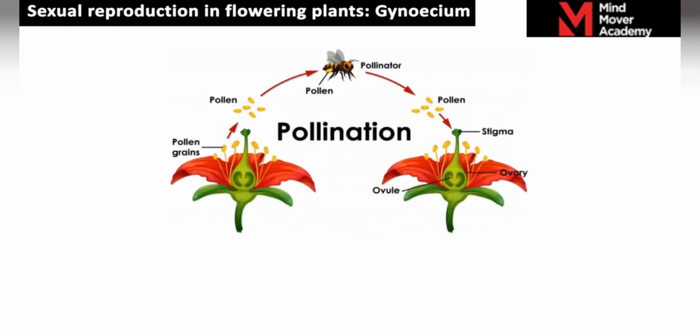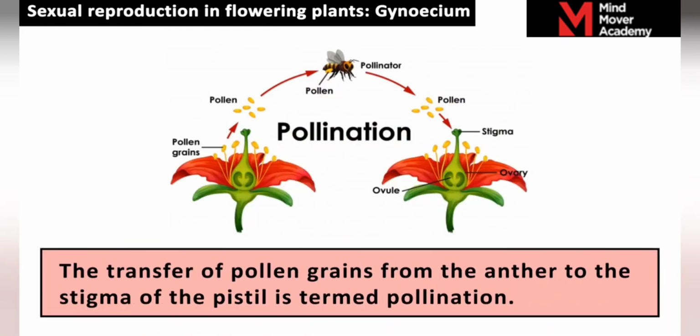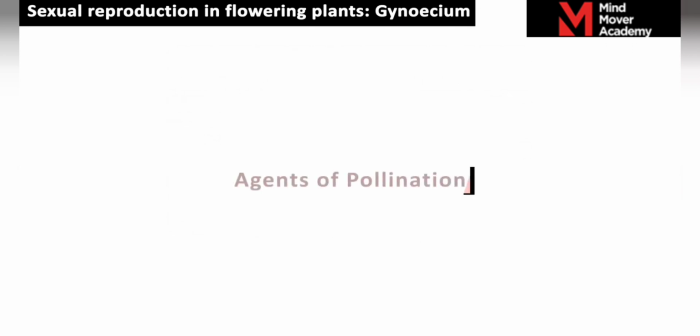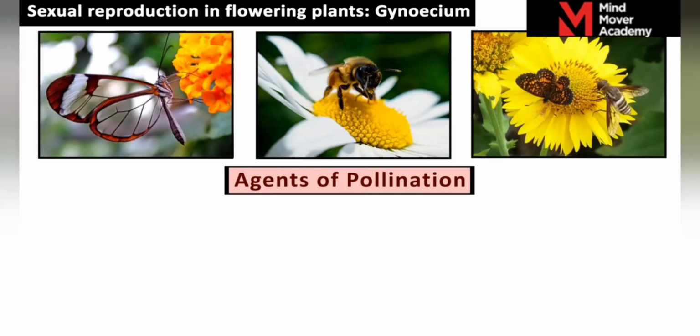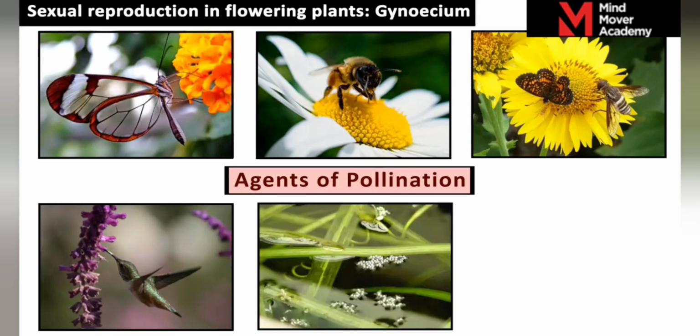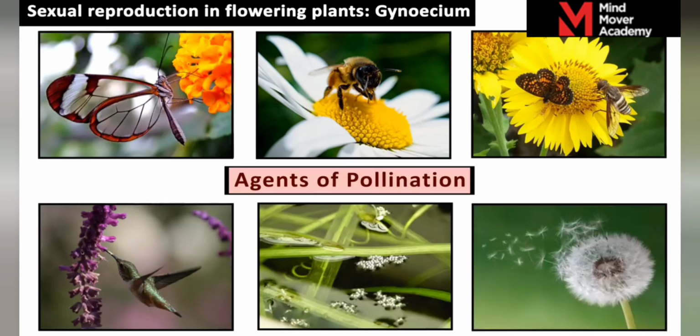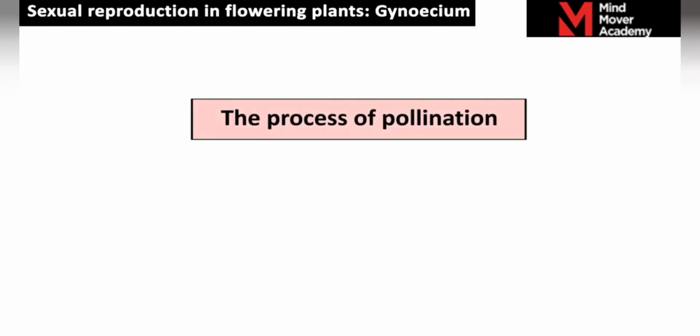You might be well aware of this term, right? Yes, the transfer of pollen grains from the anther to the stigma of the pistil is termed as pollination. Also, flowering plants have evolved an amazing array of adaptations to achieve the process of pollination. They make use of external agents to achieve pollination. So students, in our next module, we will discuss the process of pollination in detail.